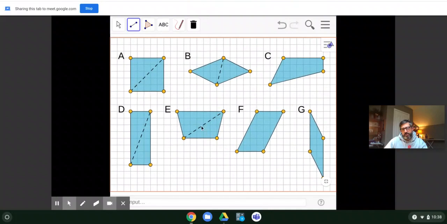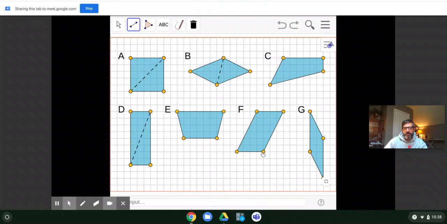Now, do these two triangles look identical? They look similar on first glance, but they're not identical, which means they're not the same. So let's draw the other line to see if maybe that one will work. Do these look identical? Again, they look similar, but they're not exactly the same.